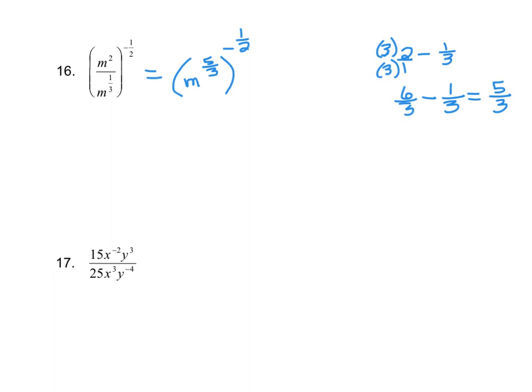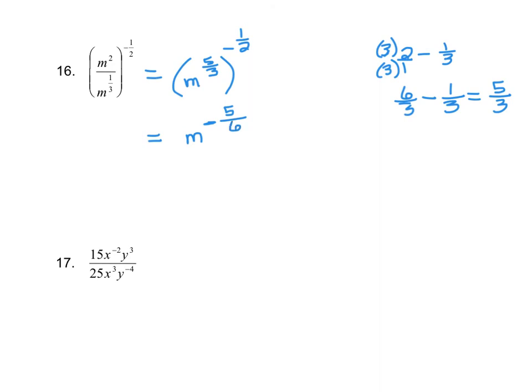Okay, so now we have a power raised to another power. So we know when that happens, we multiply our exponents. All right, I'm going to work down here. So it's going to leave me with m to the, well, a positive times a negative is negative. And then I'm just going to multiply my numerators and multiply the denominators. So 5 times 1 is 5. And then 3 times 2 is 6.